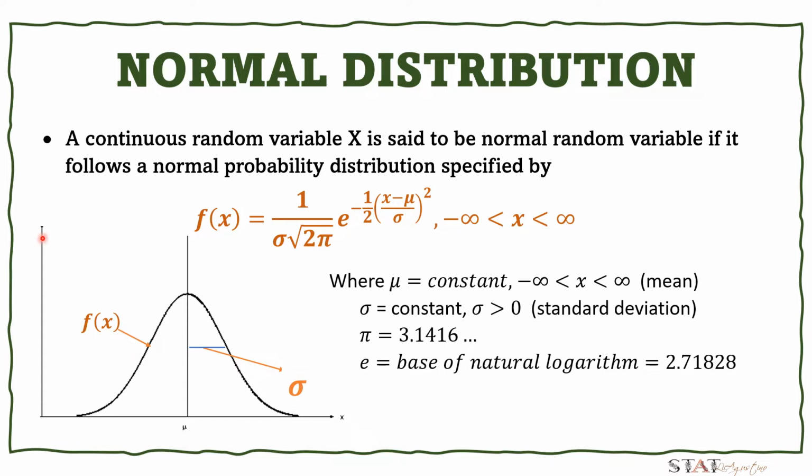So this is what the normal distribution looks like, where mu is constant and the mean, and x is between negative infinity to positive infinity, and also the standard deviation is constant, where sigma is greater than 0, and pi is 3.1416, and e is the base of the natural logarithm, 2.71828.